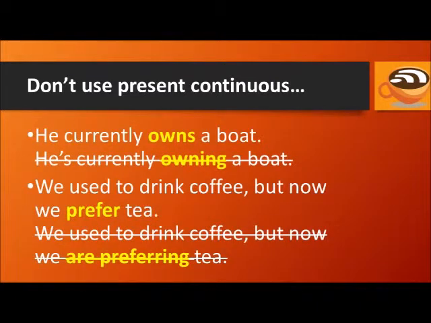He currently owns a boat. Don't say, he's currently owning a boat. We used to drink coffee, but now we prefer tea. Don't say, we used to drink coffee, but now we are preferring tea. You can see that even though we're using signal words that normally go with the present continuous, like currently and now, we use the simple present.